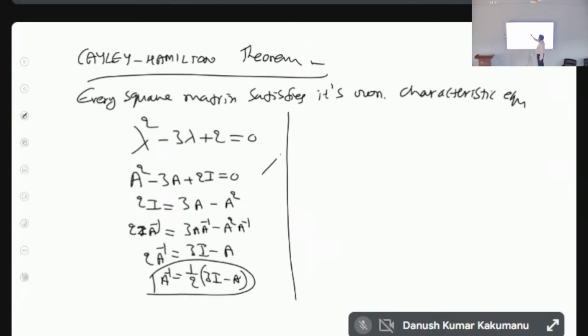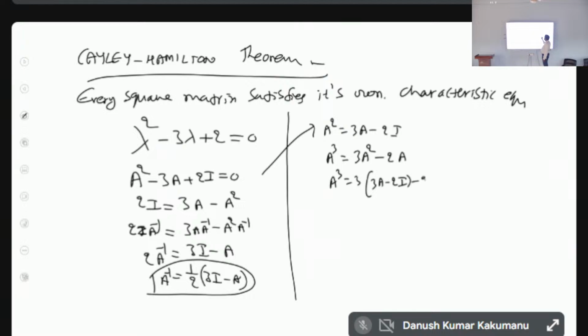And from here, what is A square? A square is equal to 3A minus 2I. If you multiply both sides with A, A cube equal to 3A square minus 2A. A cube equal to 3 into, what is A square here? 3A minus 2I, minus 2A. 9A minus 2A, 7A minus 6I.